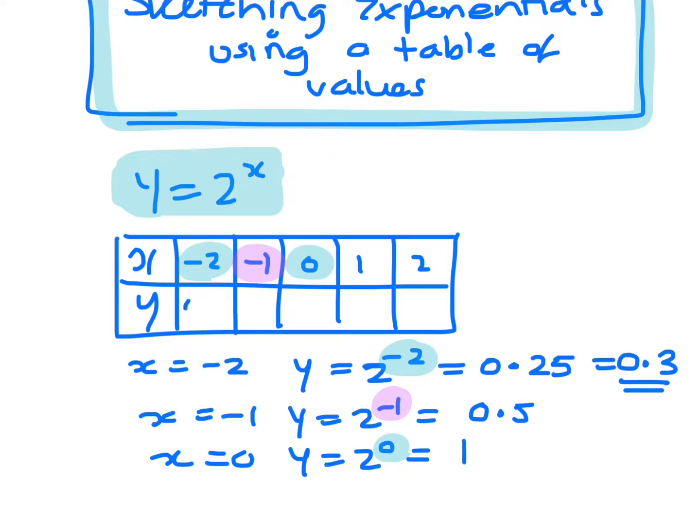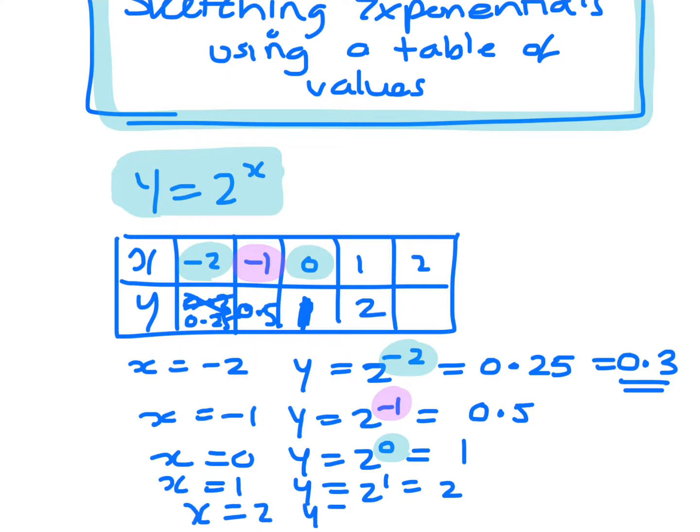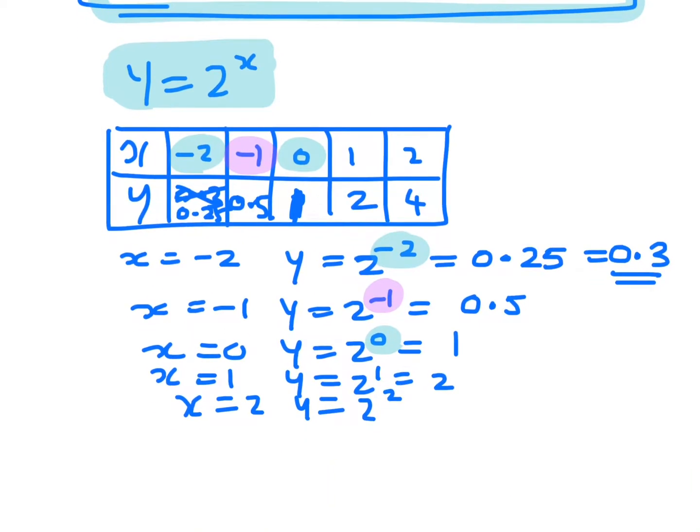So the first one so far here, we have 0.3 for minus 2, it's really 0.25. That one's rounded, but that's the whole thing. 0.5 for minus 1 and 1 when it's 0. Now if you put in x equals 1, you get y equals 2 to the 1, which is 2. And x equals 2, you get y equals 2 to the 2, which is 4.